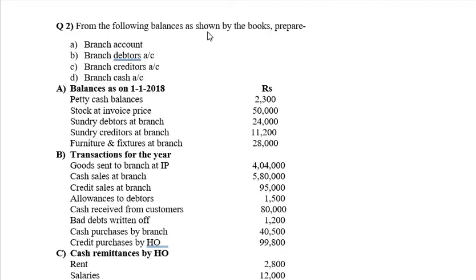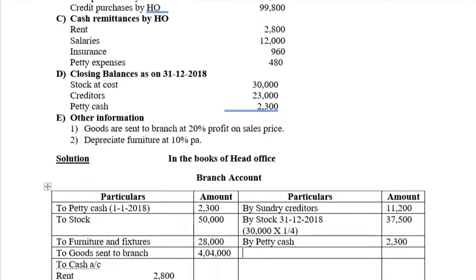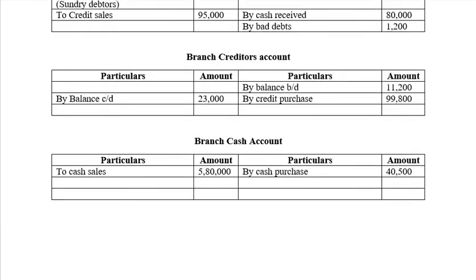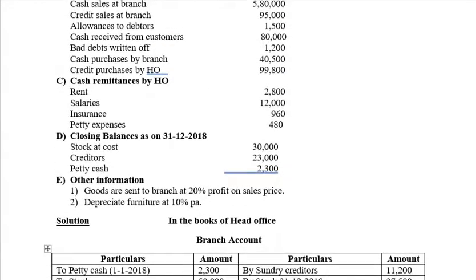In the previous class, we were dealing with this question. I have explained this question, and today we'll be solving this particular problem. So let's begin. From this question, what we need to prepare is branch account, branch debtors account, branch creditors account and cash account, which I have already prepared over here.